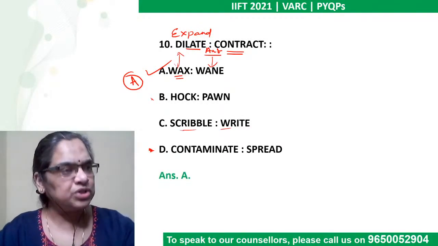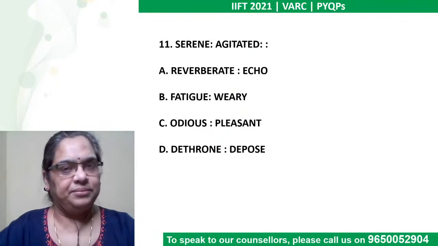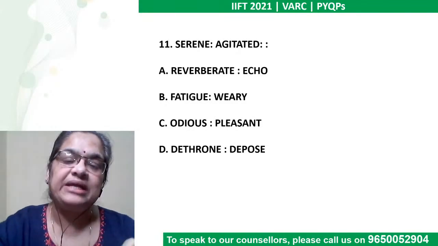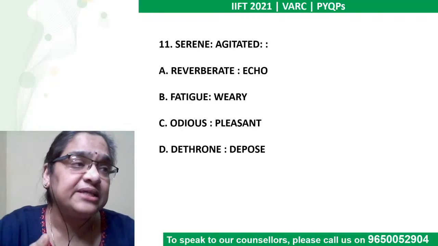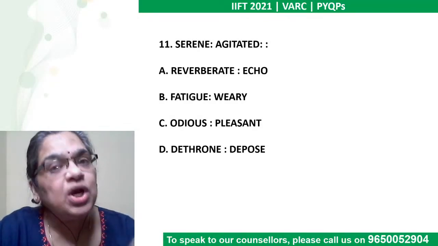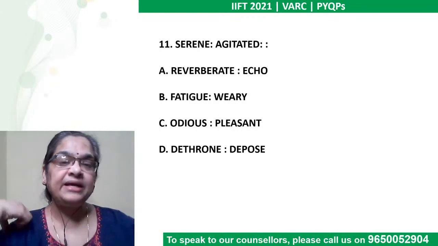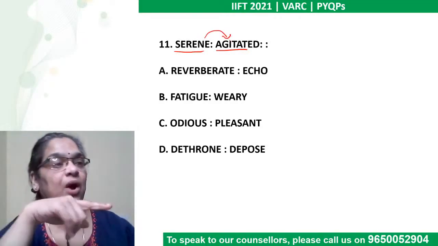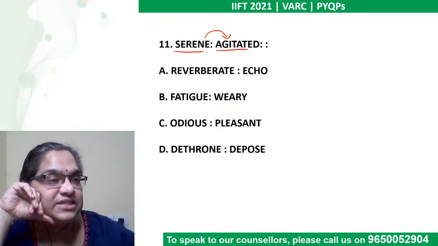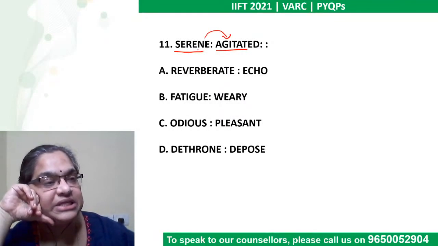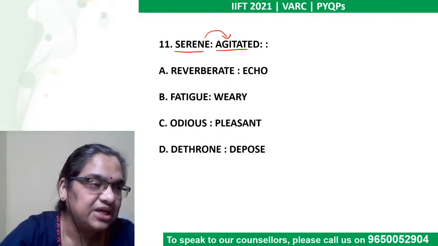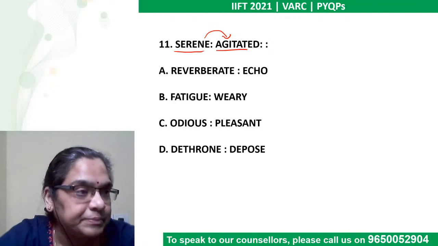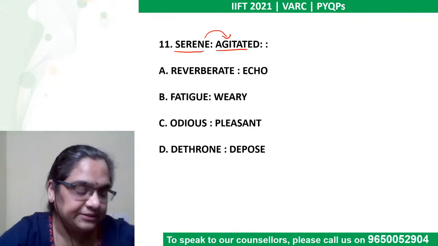All right. So most IIFT analogies are synonyms or antonyms. Sometimes you can get degree, you can get professional and his place of work, professional and his tool of work. So the key is, just read the first pair and spell out the relationship between the words. Serene is to agitated. Serene means calm, agitated means excited. So serene is almost the opposite of agitated. Just as, what is the answer?